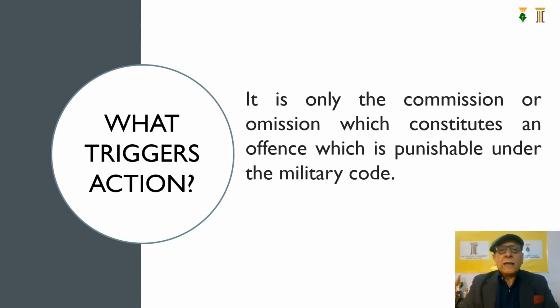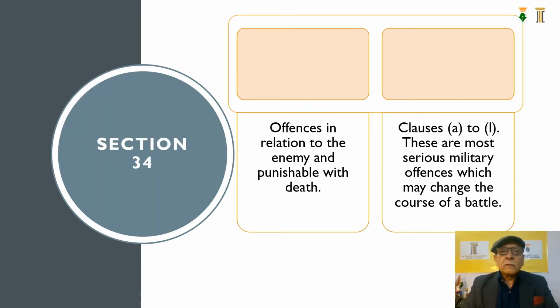Now, commission can be that one has used force to a subordinate, which would amount to ill-treating a subordinate. Omission may be that omission to display requisite care, which leads to a prisoner running away. So, an offense may be as a result of commission as well as omission. Offenses find place in Army Act from section 34 to 70.